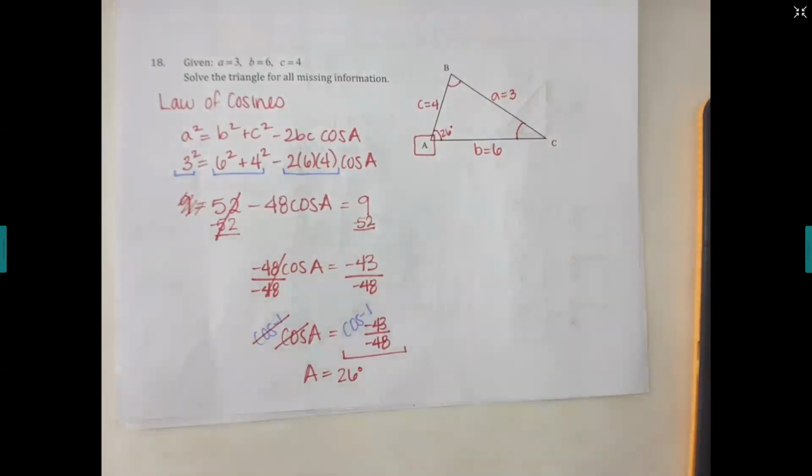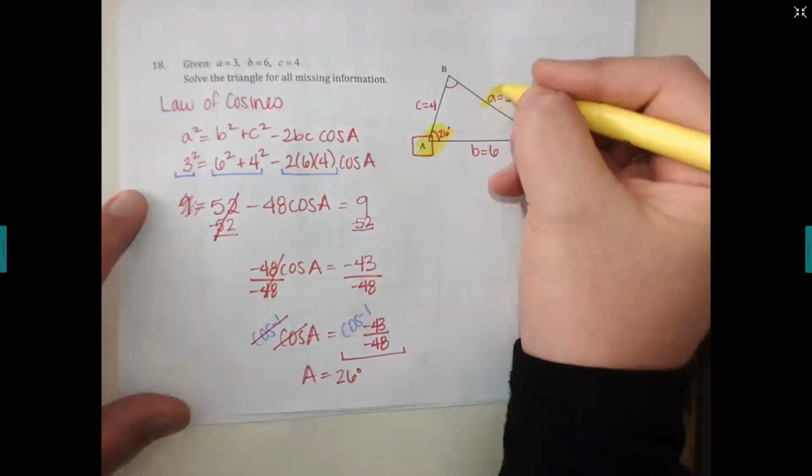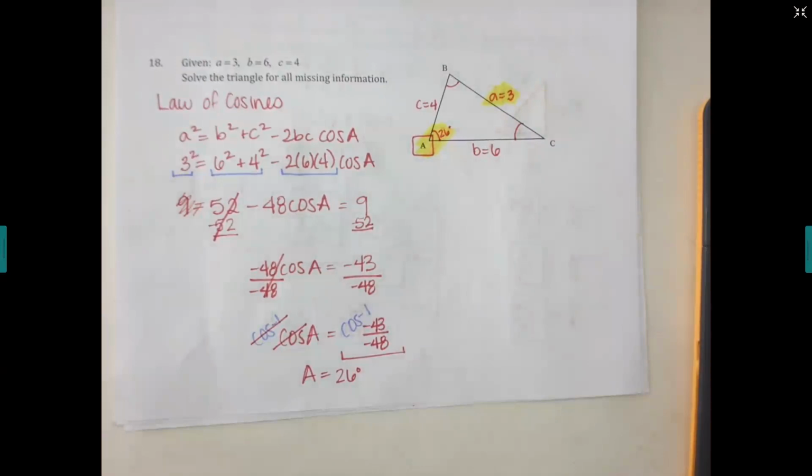Okay, from here, 26 degrees. I'm going to go back to my triangle, and I'm looking for partners of the same letter. I need to know the upper and lower case of the same letter. So I see here that my capital A is 26 and my lowercase a is 3. That means that I can now do law of sines for that.